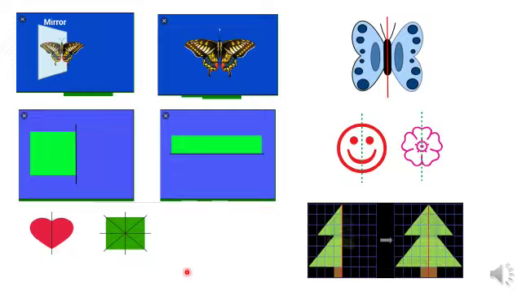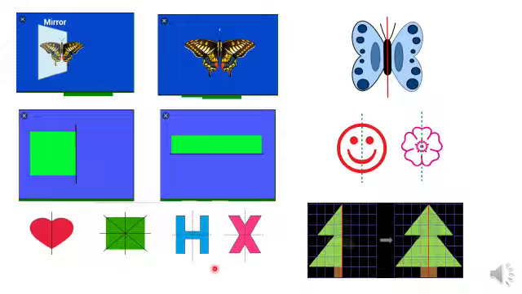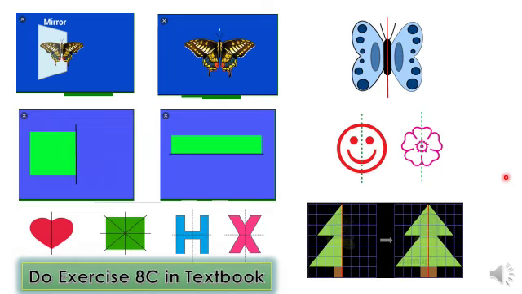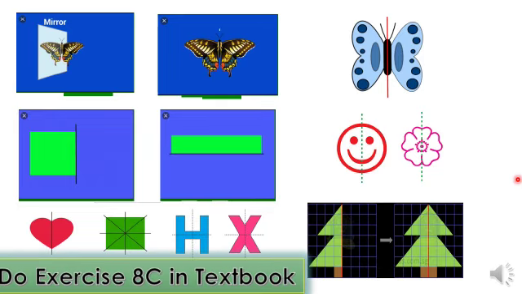Just look at the pictures below. A square has more than one line of symmetry. A square has four lines of symmetry. And our English alphabets also have more than one line of symmetry, some of the alphabets. So now we understood what symmetry is, children. Do exercise 8C in your textbook.